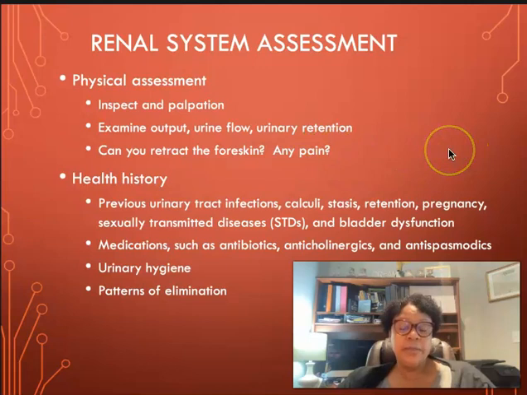You also need to inspect the penis gland to see where the urethral opening is, because there are some alterations that could happen. For our females, we definitely need to make sure that they're voiding, actually urinating correctly. And going back to the boys, you need to make sure that you can retract a foreskin. We never want to force it. And we also want to see if there's any pain associated by looking at the infant's face.